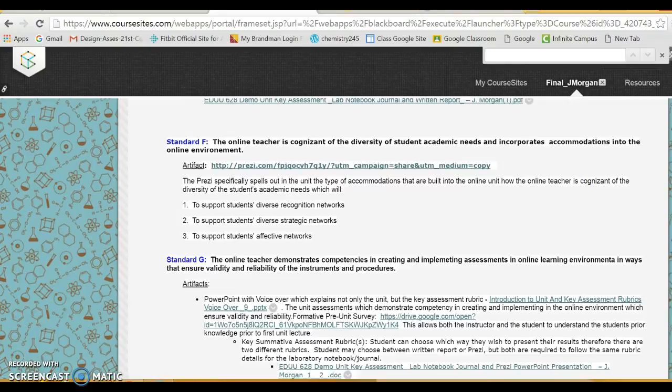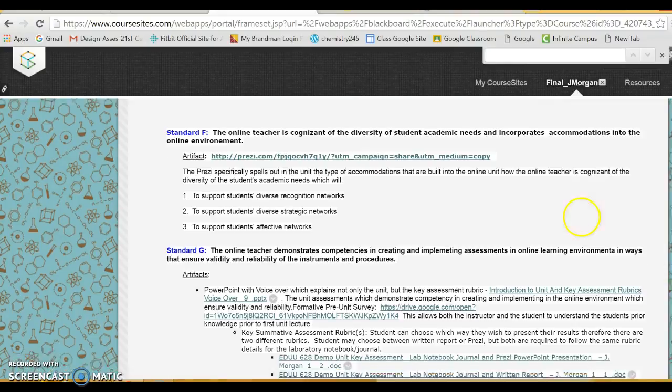Standard F, the online teacher is cognizant of the diversity of student academic needs and incorporates accommodations into the online environment. Kind of touched on this already before, but here's a Prezi that's built out that specifically talks about the type of accommodations that are built into the online unit, and it really supports the diverse recognition networks, the diverse strategic networks, as well as the affective networks. So take a look at that Prezi.